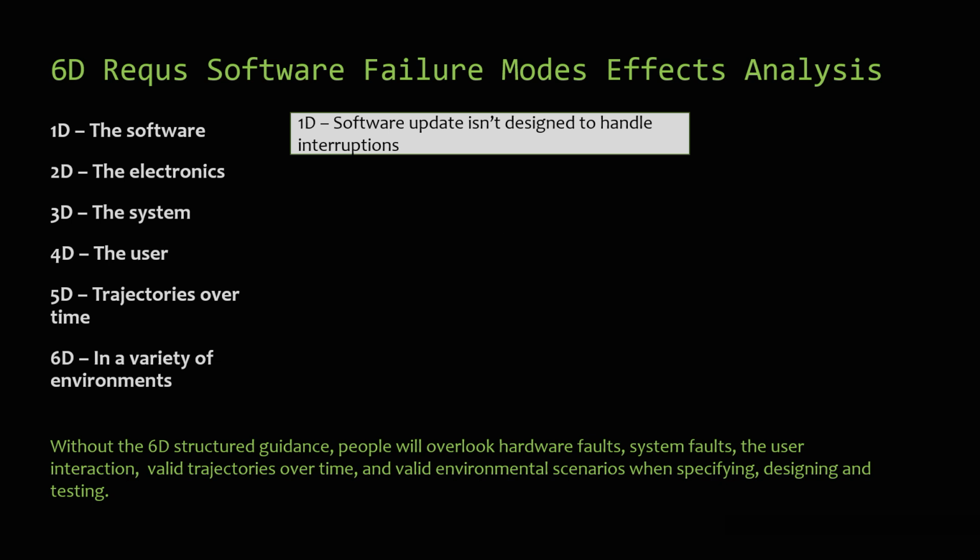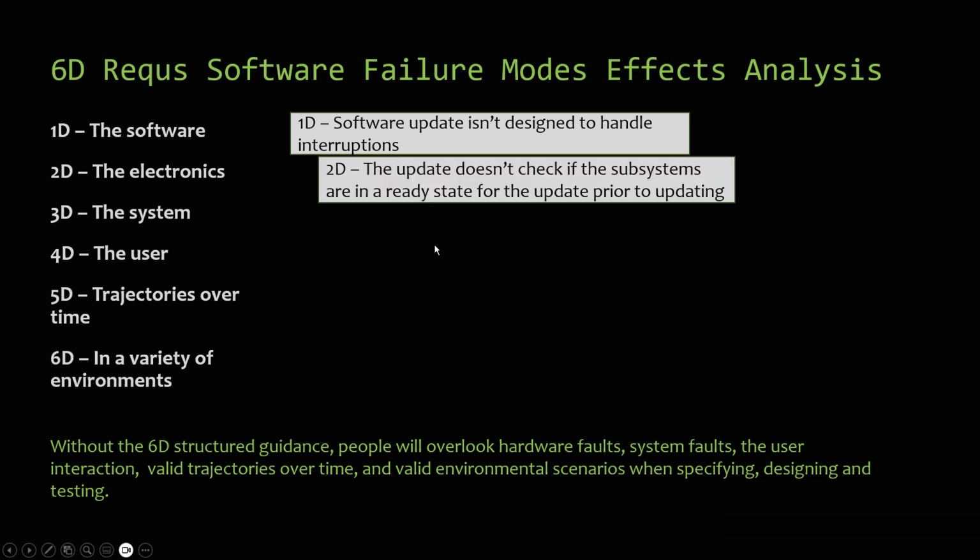This is an example of an update for a vehicle software. One example of a 1D root cause, the software update isn't designed to handle interruptions. Example of 2D, the update doesn't check if the subsystems are in a ready state prior to the update executing.